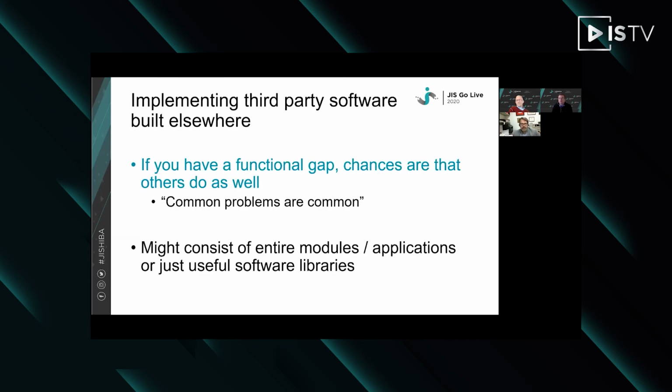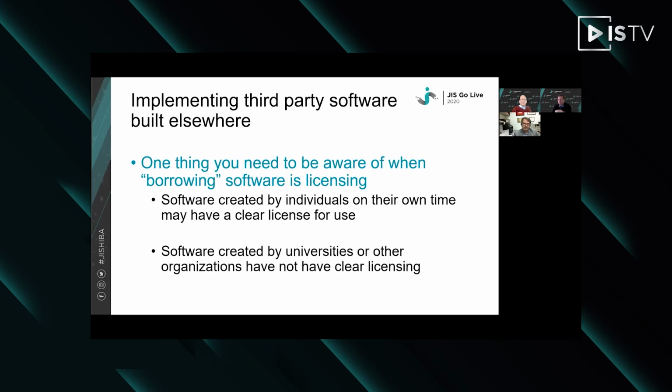What about implementing third-party software built elsewhere? So this is letting someone else do the heavy lifting on software development. It's a common maxim: if you have a functional gap, chances are that others do as well. We all like to think that we're unique snowflakes in our laboratories or in our organizations, but the fact is that common problems are common. And so if this is a glaring problem with your LIS, chances are somebody else can help you out, or at least point you in the right direction. And so this might consist of entire modules or applications, or just some useful software libraries.